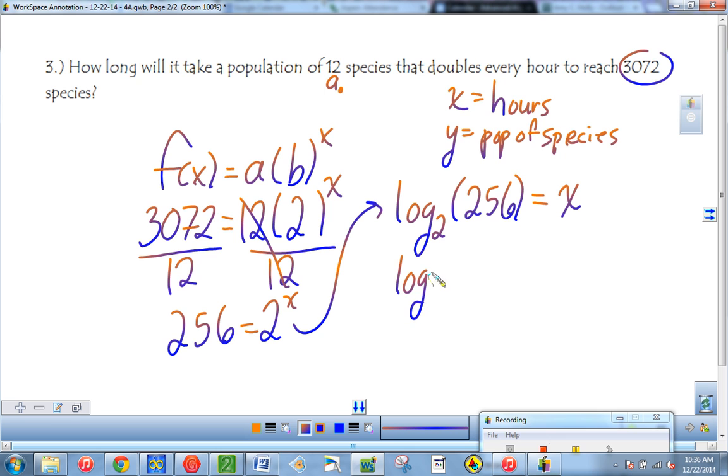So how do I put this into my calculator? Log of 256 divided by log of 2. And you should actually get a nice answer for this. Go ahead and type it in, see what you get.